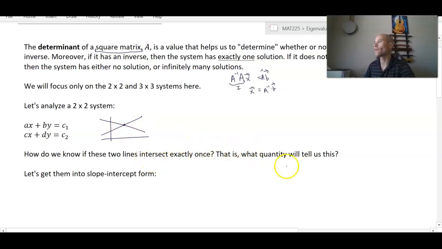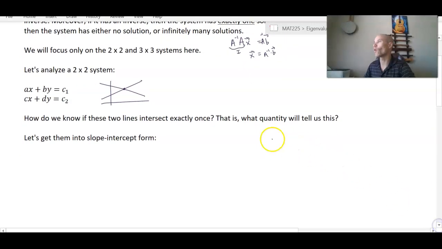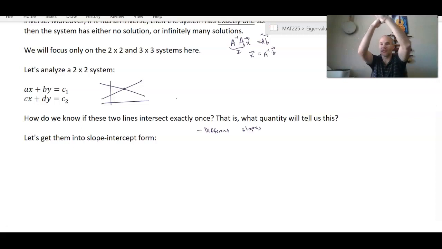So we know that in 2 dimensions, these lines will have one solution if they intersect exactly once. Well, how do we know if they intersect exactly once? What quantity will tell us this? Well, the key is they have to have different slopes. As long as they have different slopes, well, then that means they're going to intersect somewhere, right? Even if they don't intersect right away, they will eventually cross, and that counts as a solution to the system.